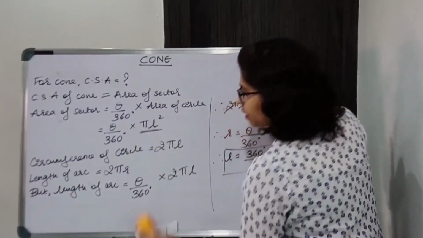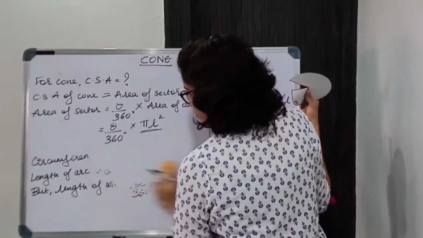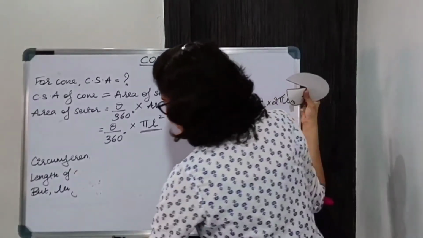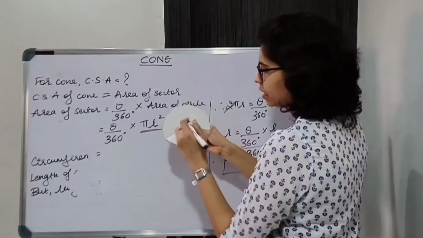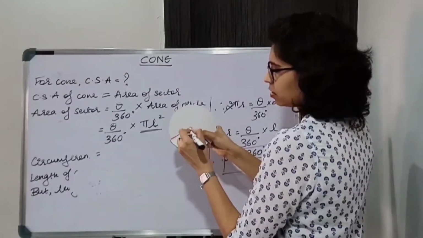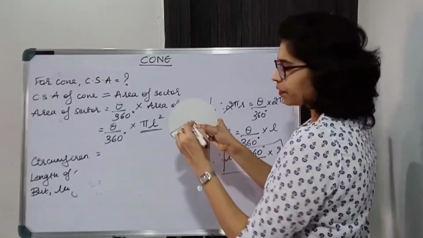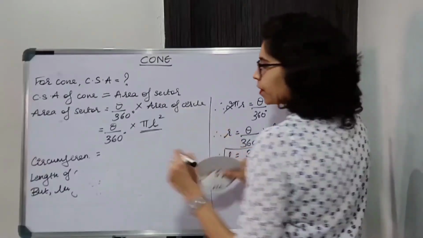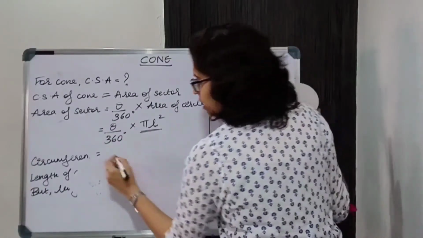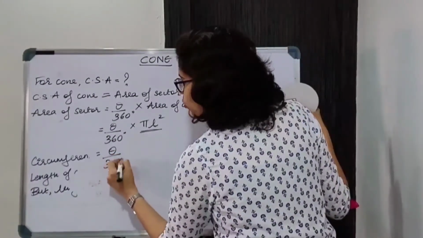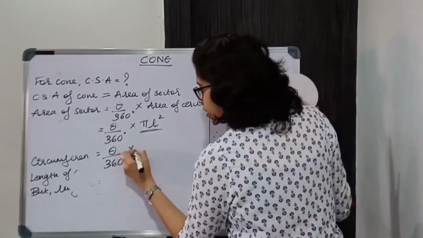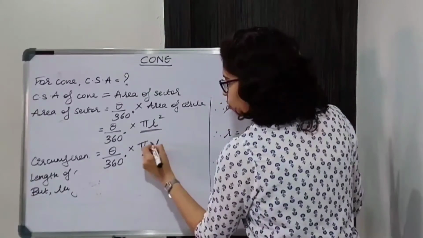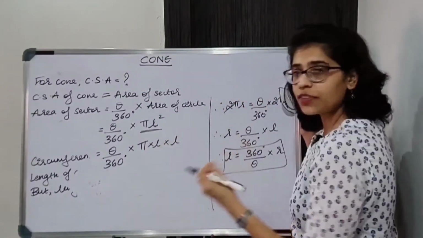Area of sector is what? Theta upon 360. This is the theta, I forgot to mention. This is the angle. So theta upon 360. We don't know the angle. We don't even need to know the angle, it will get cancelled. Into pi into L into L. L square I can write as L into L.